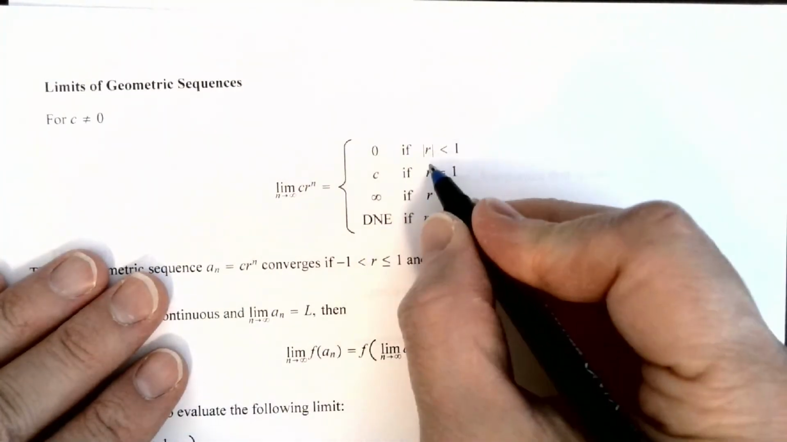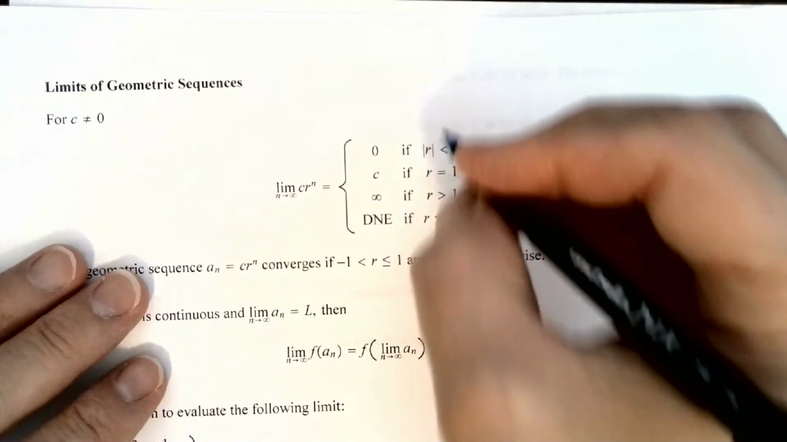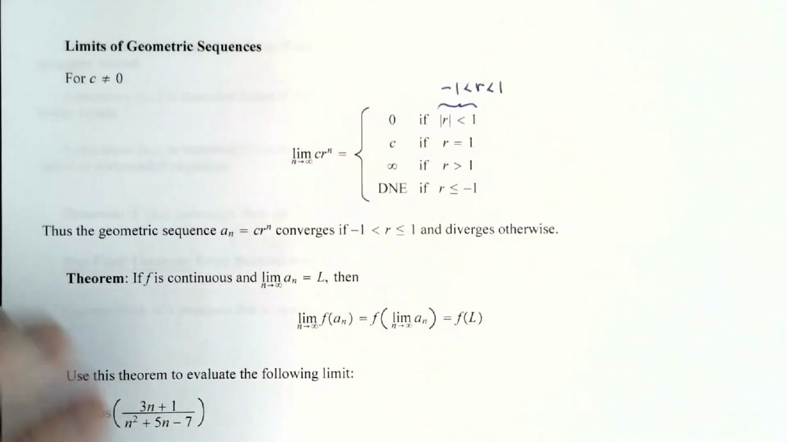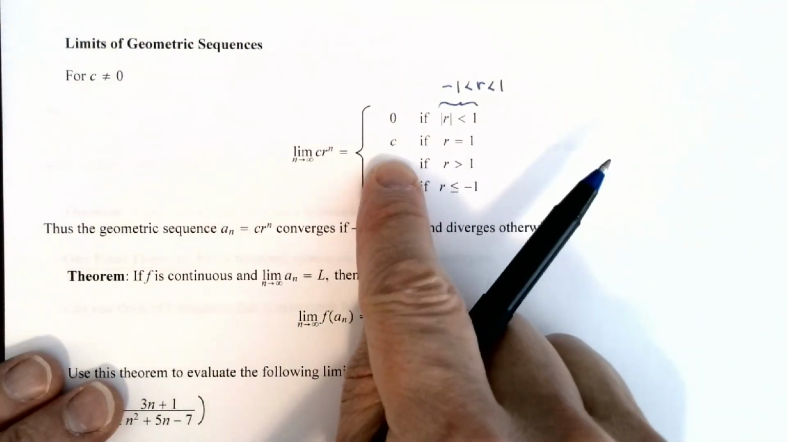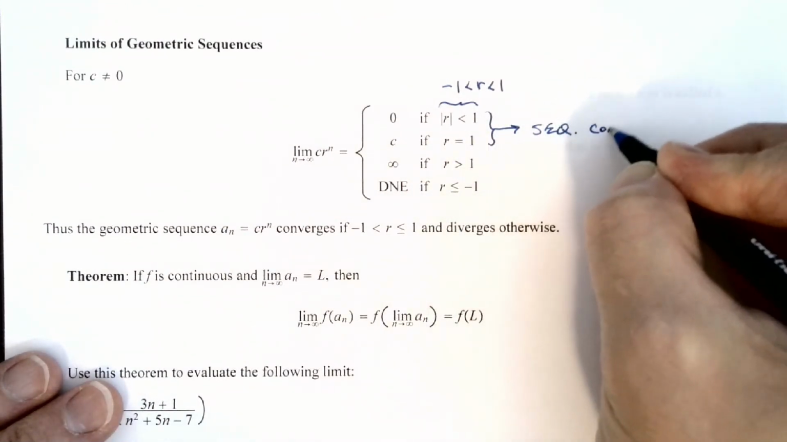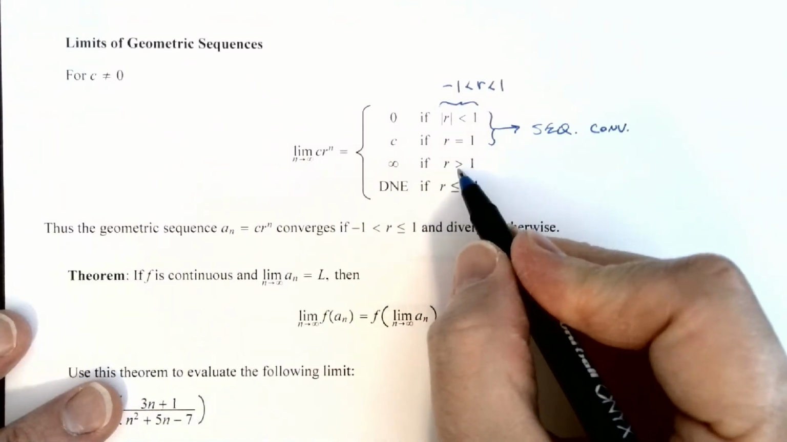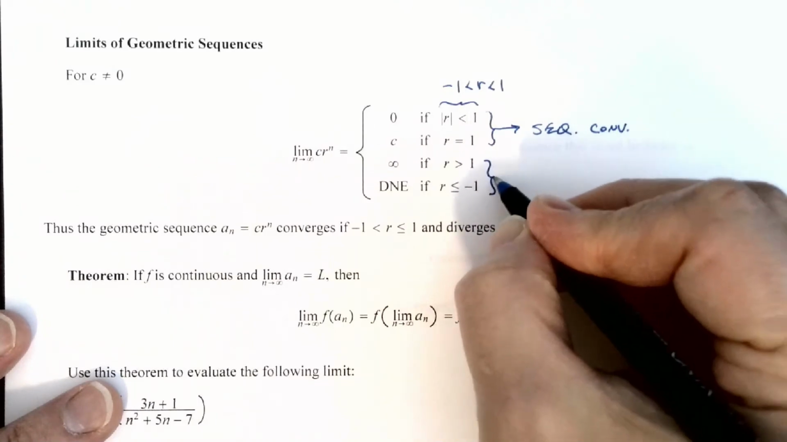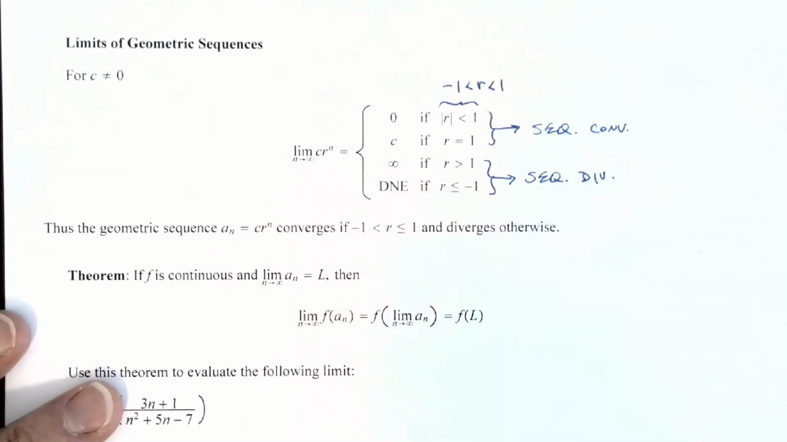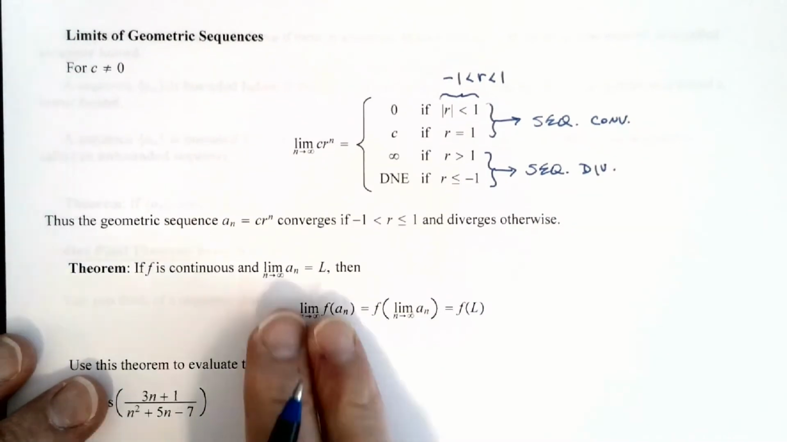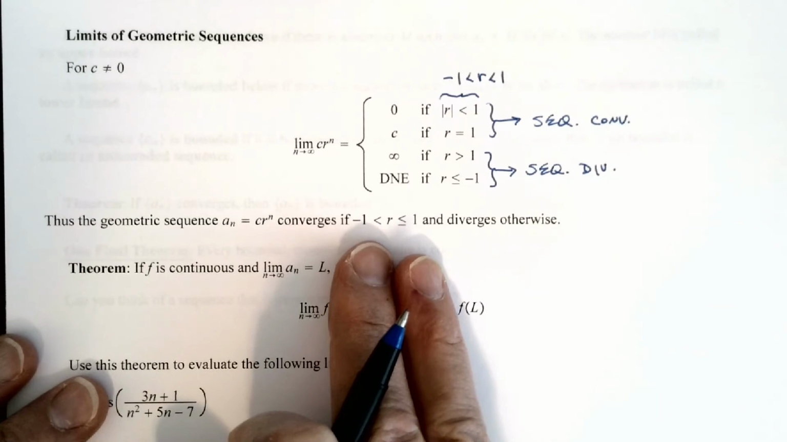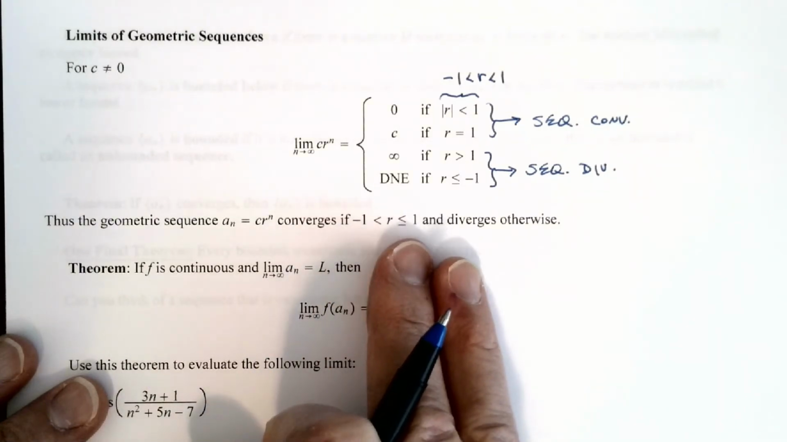Notice if r is less than 1 in absolute value, so this means that r is between negative 1 and positive 1, then the limit of the sequence is 0. If r is equal to 1, the limit is c. In these two cases, we know that the sequence is convergent. If r is greater than 1 or r is less than or equal to negative 1, then the sequence diverges. It's divergent. Okay, and that's what we're saying here. Then we know that a geometric sequence converges if r is greater than negative 1 and less than or equal to positive 1.